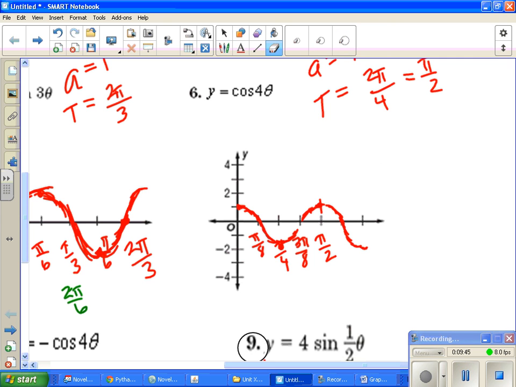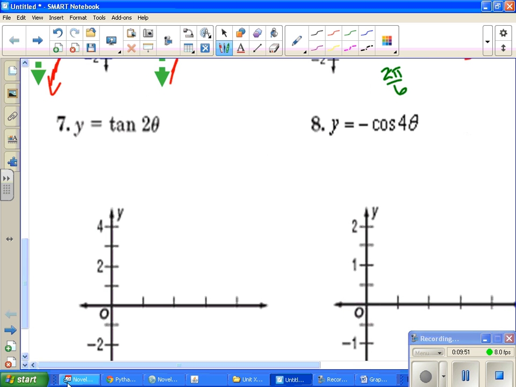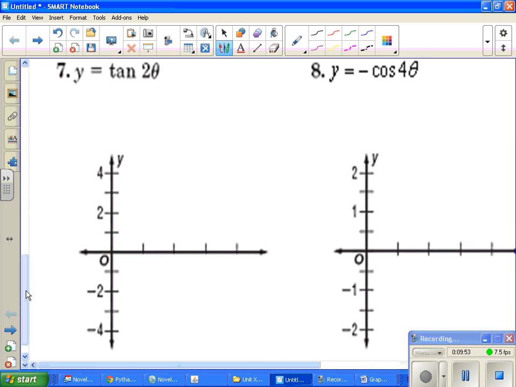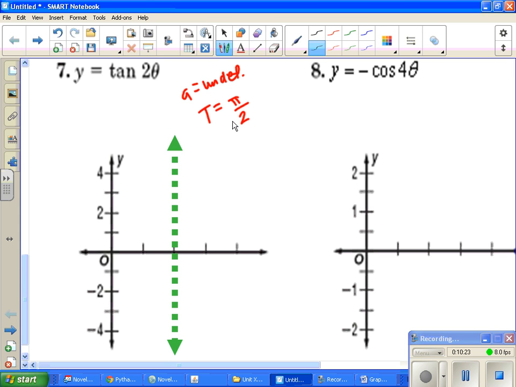All right. I'm just going to walk through these next few. Tangent. Normally, the amplitude is undefined, but the period is normally pi, but this time we're going to divide by the 2 that's there. So that means instead of there being an asymptote at pi over 2, now our asymptote is going to come faster than that. I have to repeat by the time I get to pi over 2.